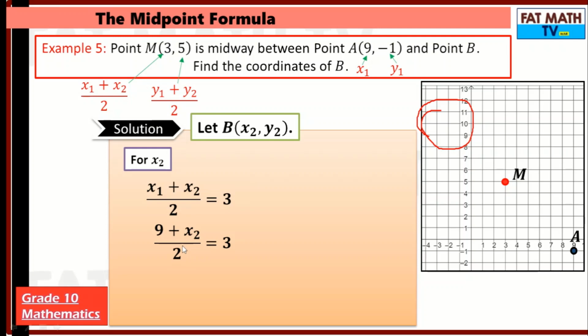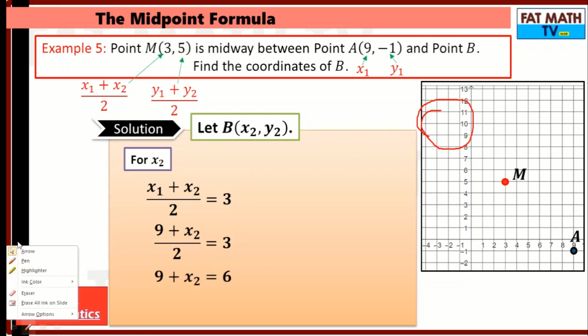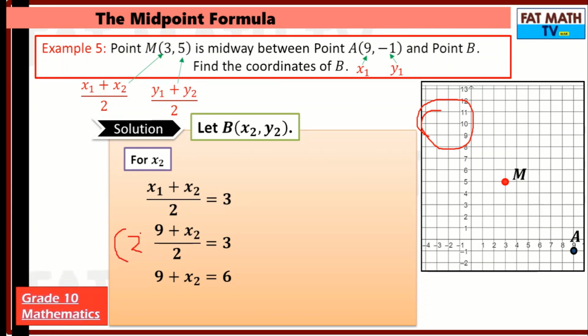Since we have a denominator here, multiply both sides by 2. You will multiply by 2 and this also multiply by 2. You will have this cancelled, and then you will be left with 9 plus x sub 2. And then 3 times 2 is 6. And then add negative 9 to both sides of the equation. You will get 6 plus negative 9, that is negative 3. So x sub 2 is negative 3.